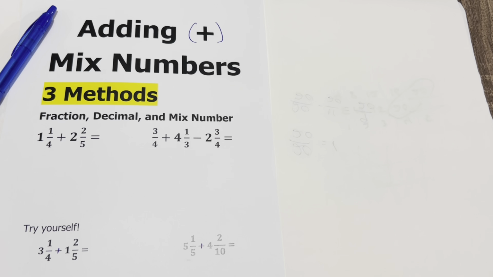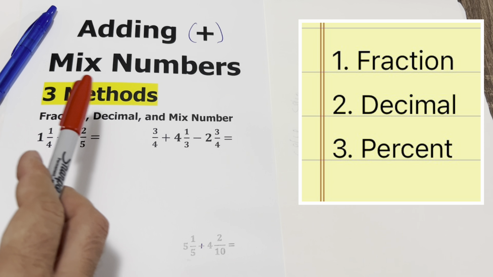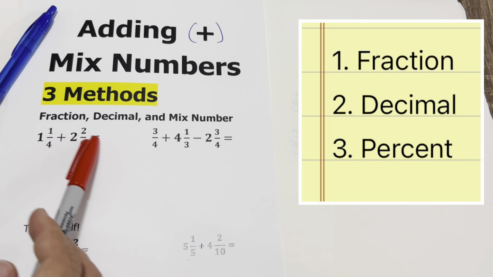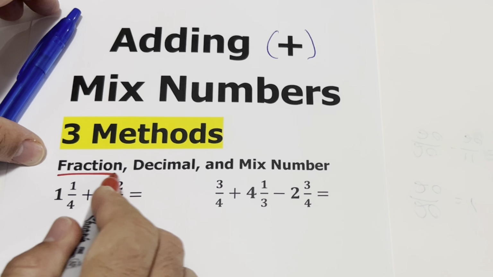Okay, we're gonna do a video about adding mixed numbers, and we're gonna use three different methods. So we're gonna do it as a fraction, decimal, and as a mixed number. Let's start with this one, just a simple addition. So we're gonna use fractions first.